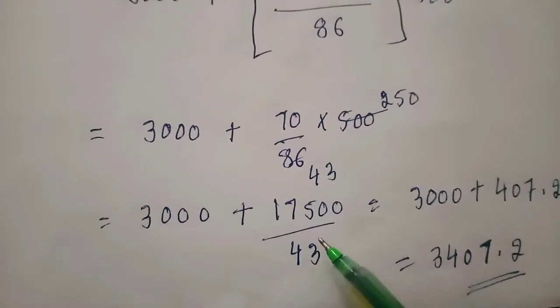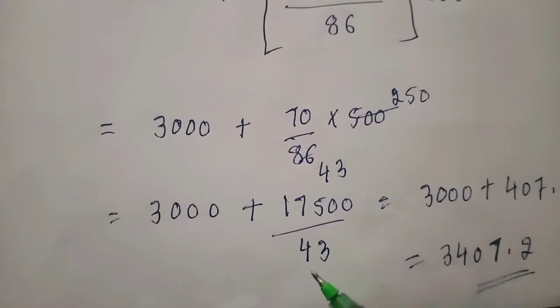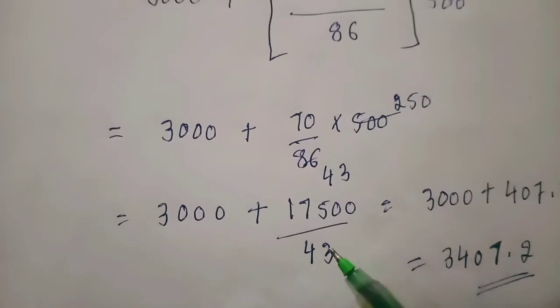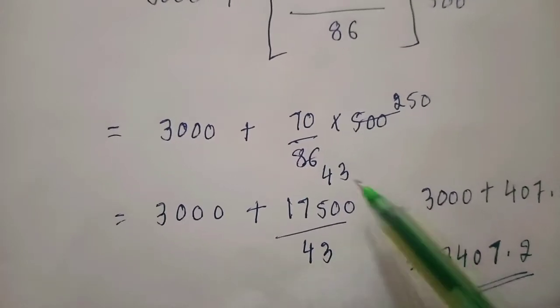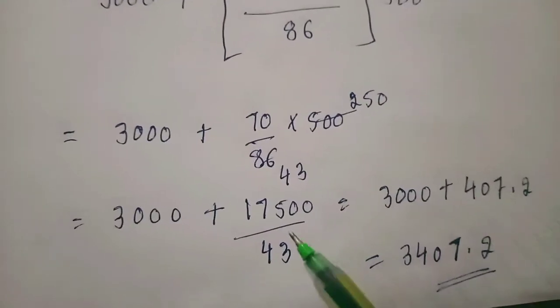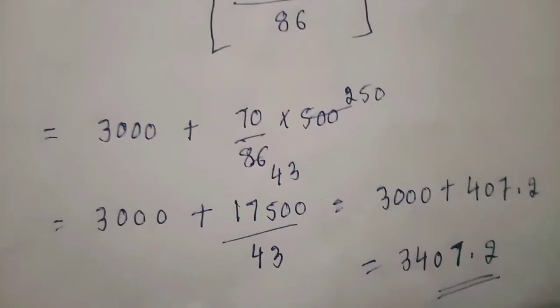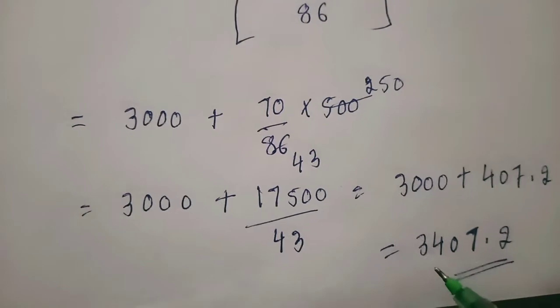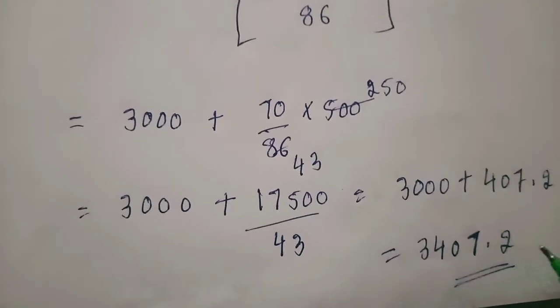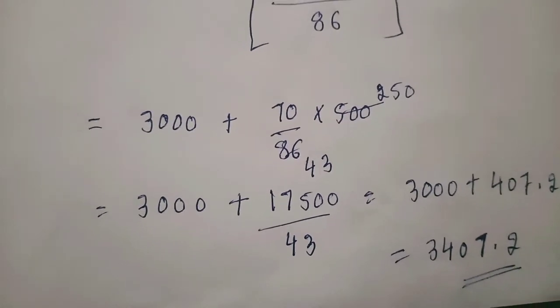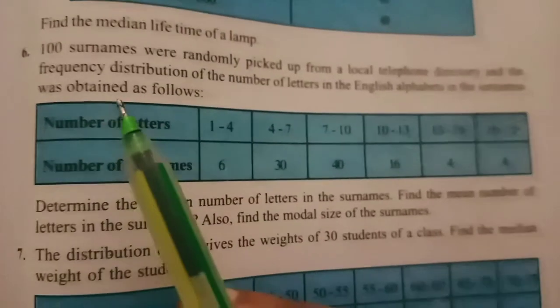Because the denominator 43 has prime factors other than 5 and 2, you will get a non-terminating repeating decimal. So dividing up to 1 decimal, we get 407.2. After adding, we get 3407.2 is the median. Now the sixth question.